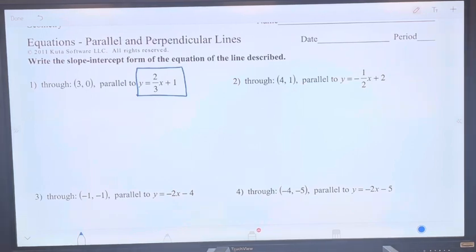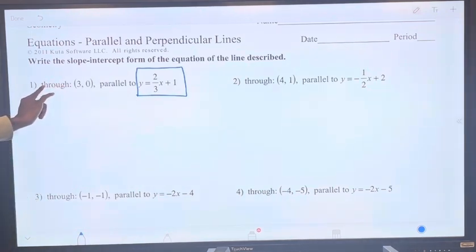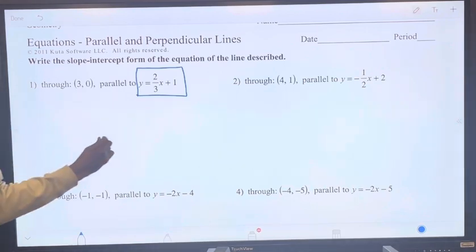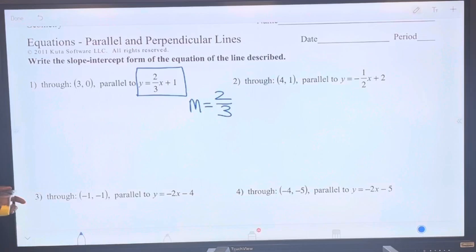You got to make a line that's parallel, but it's got to go through the point 3, 0. What do we know about the slopes of parallel lines? They're the same. So we know our slope in this one is going to be 2/3, but we got to make it go through the point 3, 0. What was the first thing we went over? The equation of what? Point-slope form. Put it in point-slope form. You're going to need it.